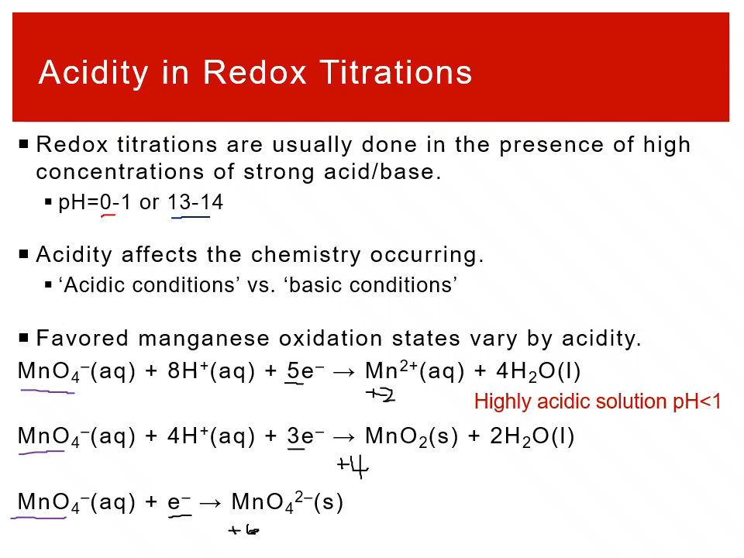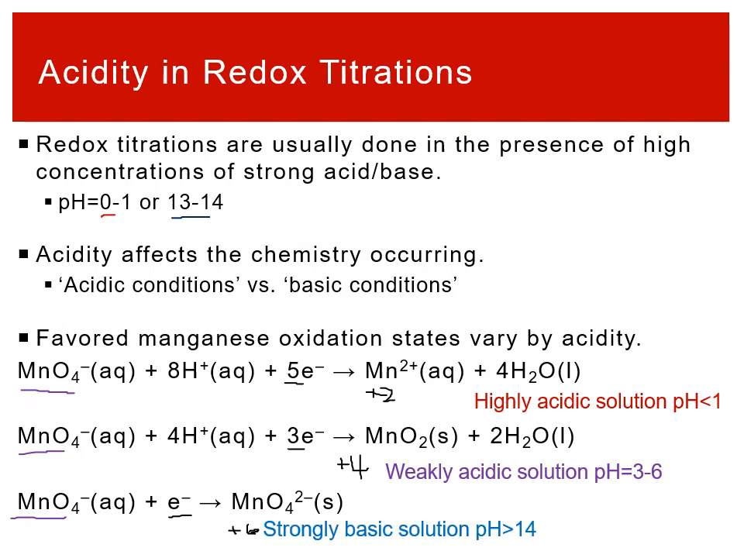If you have a really highly acidic solution, you get this top one. You go to Mn2 plus when the pH is less than 1 or 0, right? Very high concentrations of strong acids. If you have a weakly acidic solution, like a pH of 3 to 6, you're going to end up at MnO2. And if you have a strongly basic solution, like above 14, you're going to get MnO4 minus. If you're not in that range, you get a mix. That's why you only want to focus on the ranges where you get a single product.